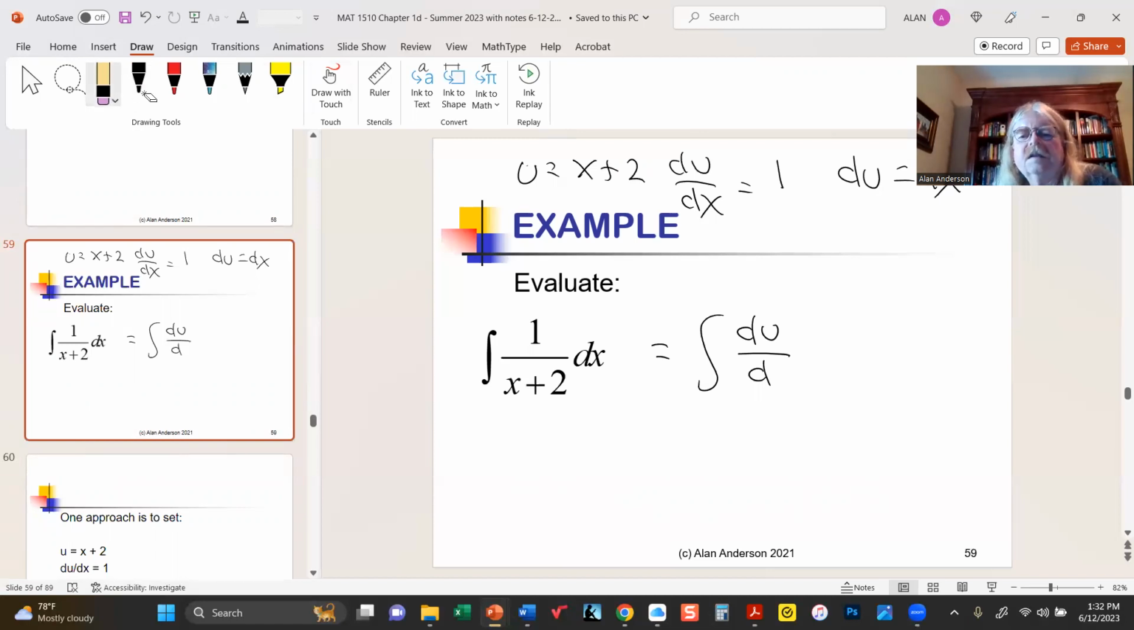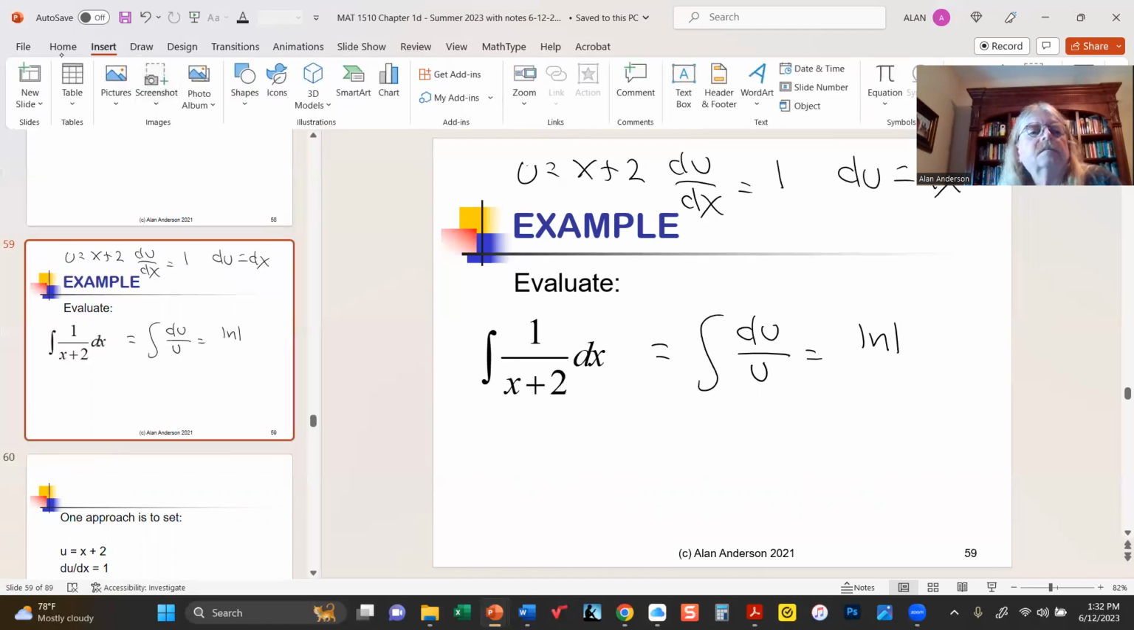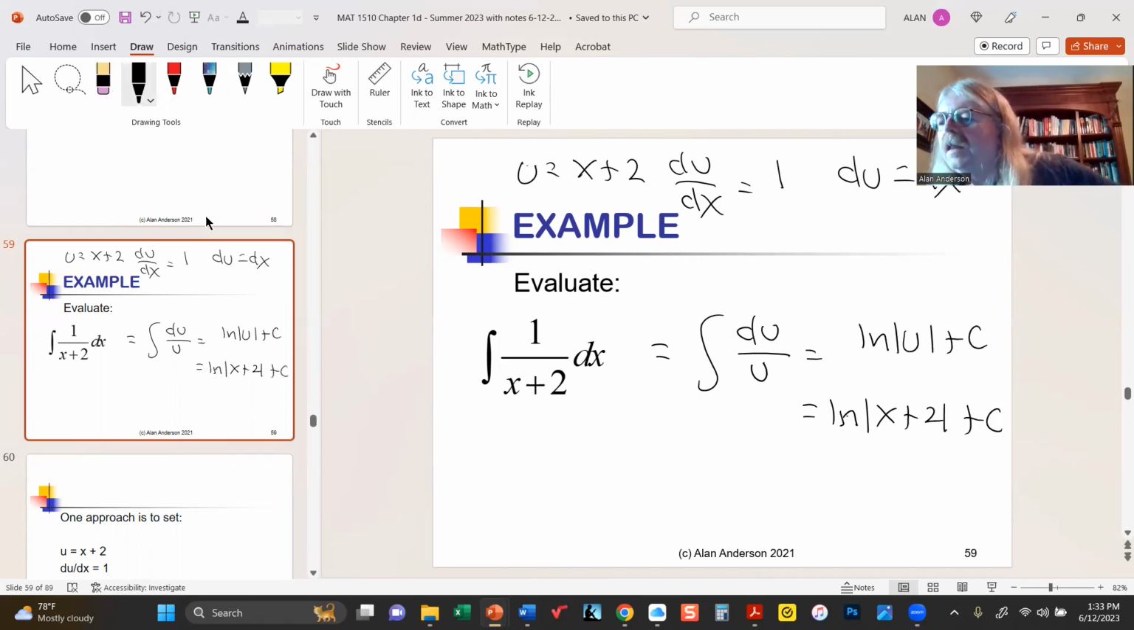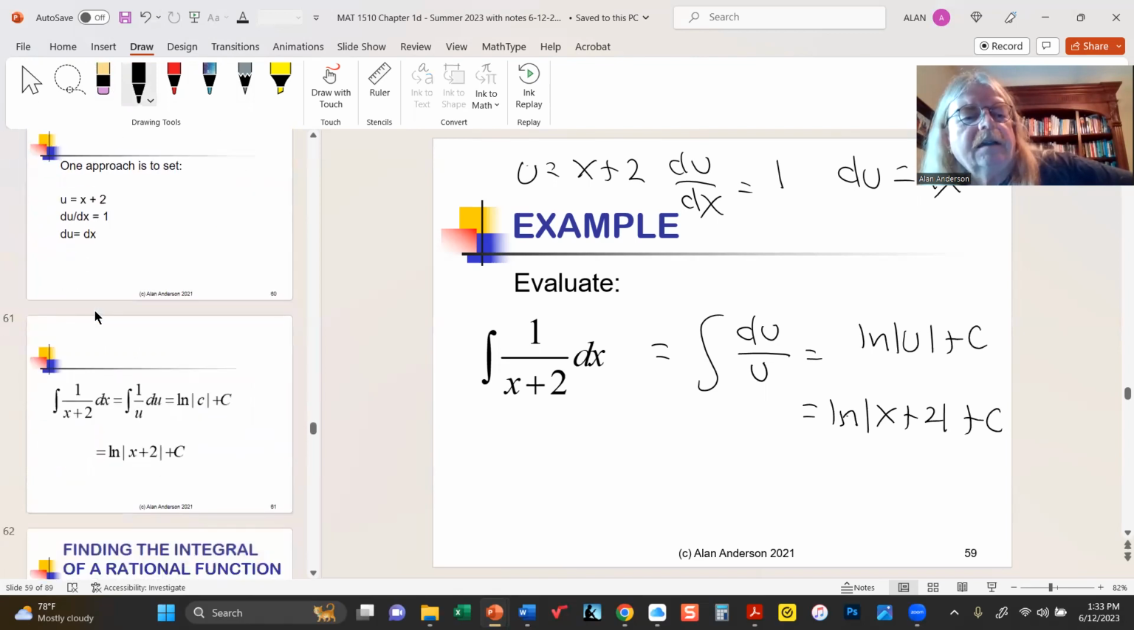So it looks very similar to the one we just did. ln |u| plus c. And so therefore that would be ln |x + 2| plus c. And that's it, you're done. Okay. And that, yeah, that's all there is to it.